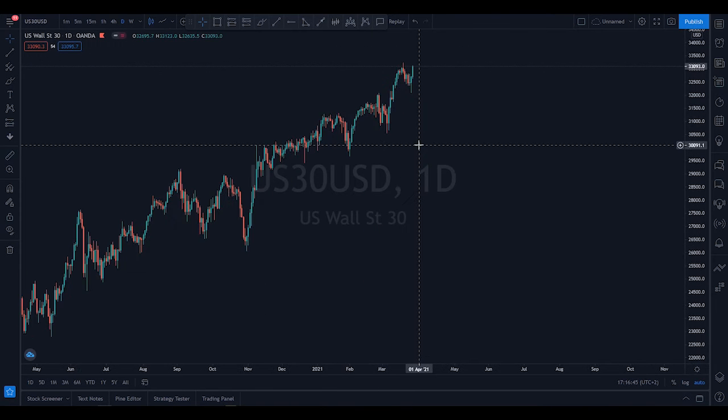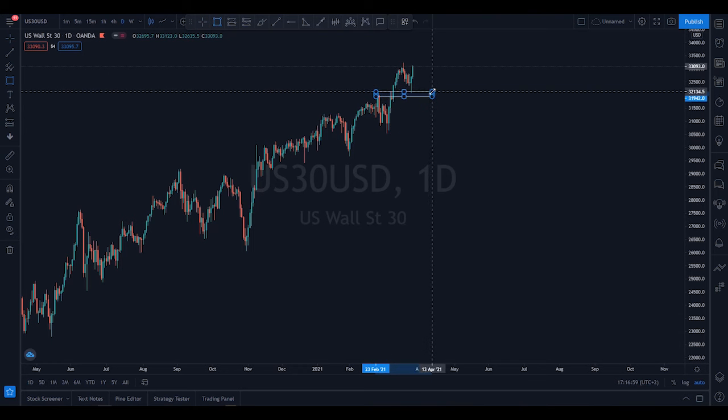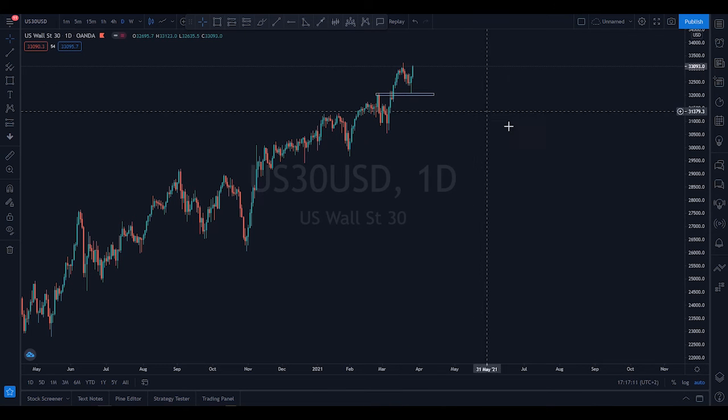Looking at the daily time frame, what we spotted in the weekly time frame actually checks out here. You can see that it broke this area, that is, it broke this higher high, and then once it was done doing that, it retested. So it broke that, and then it retested, and after it retested, it went to the upside.